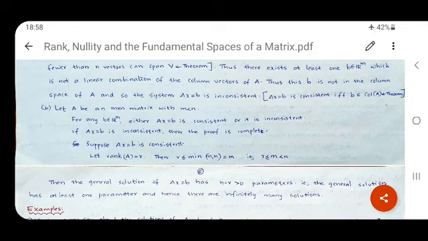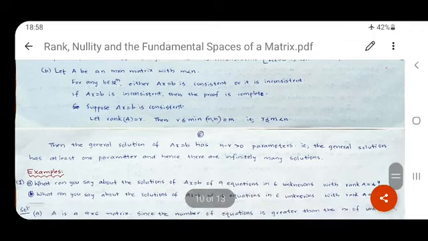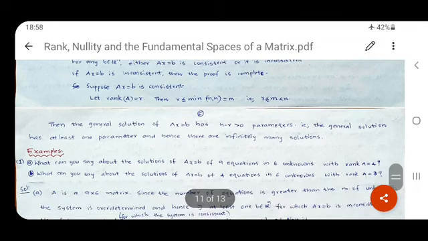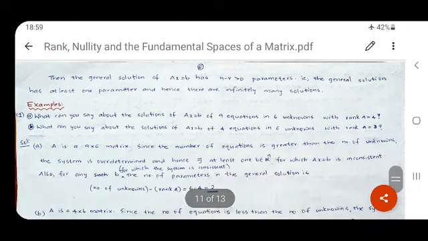Then the general solution of Ax equal to b has n minus r parameters, which we have already studied in the previous theorem. That is, the general solution has at least one parameter because n minus r is strictly greater than 0, and hence there are infinitely many solutions.